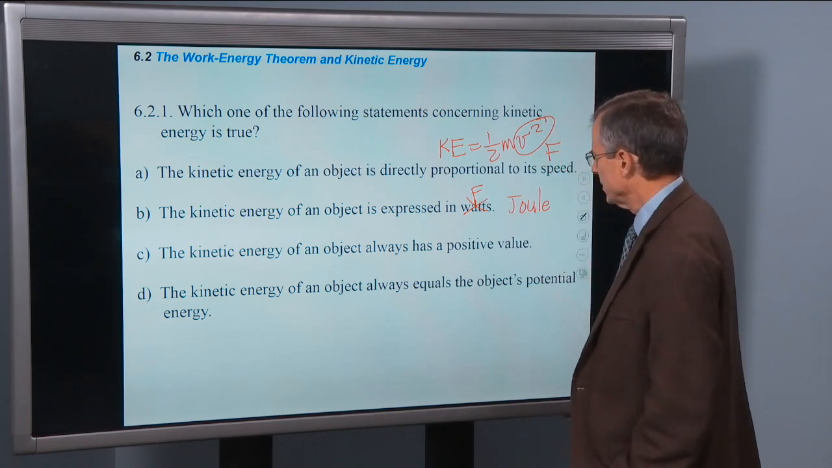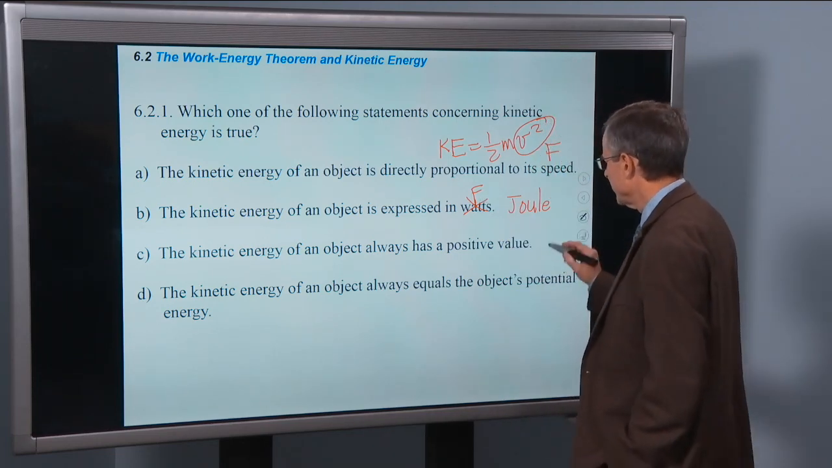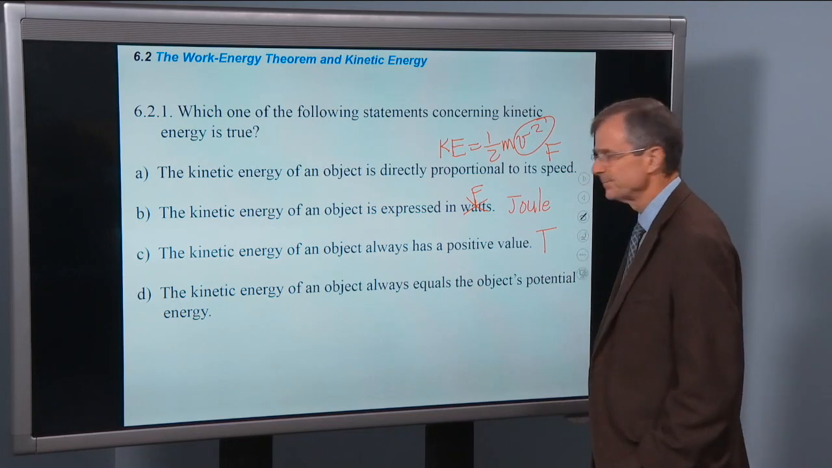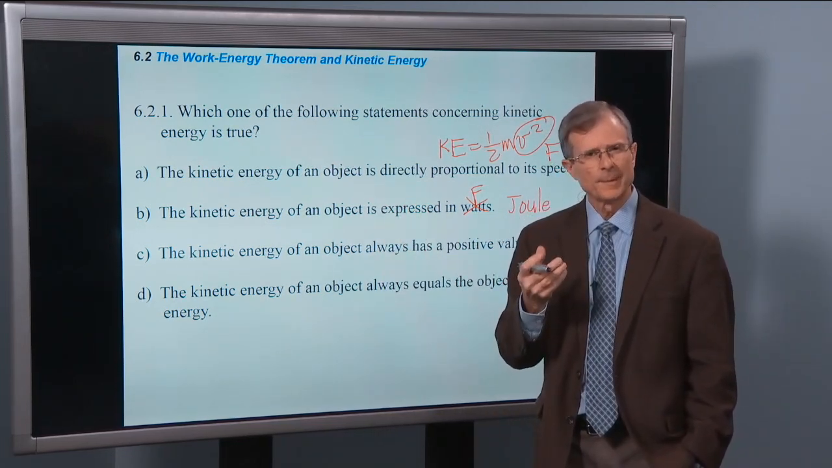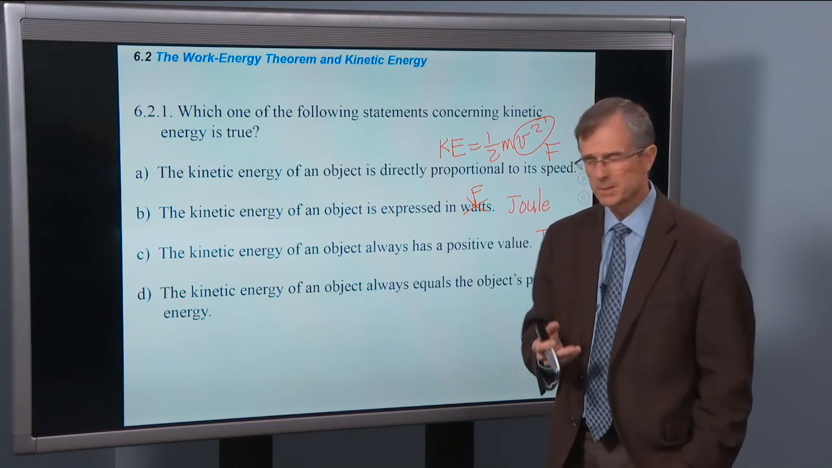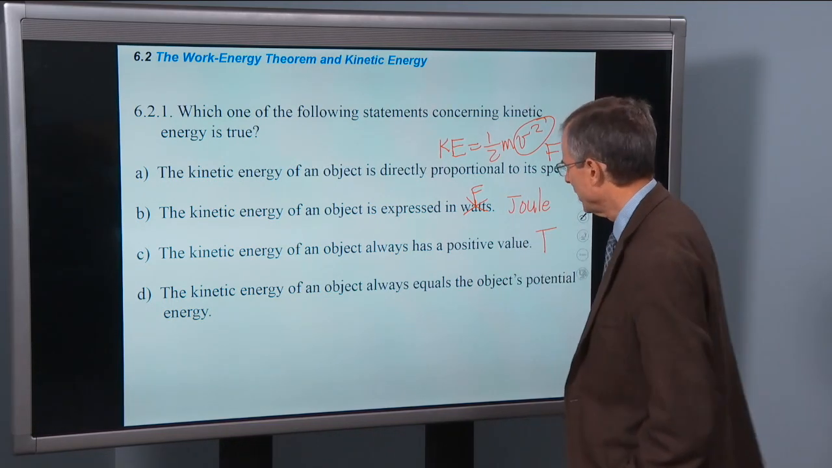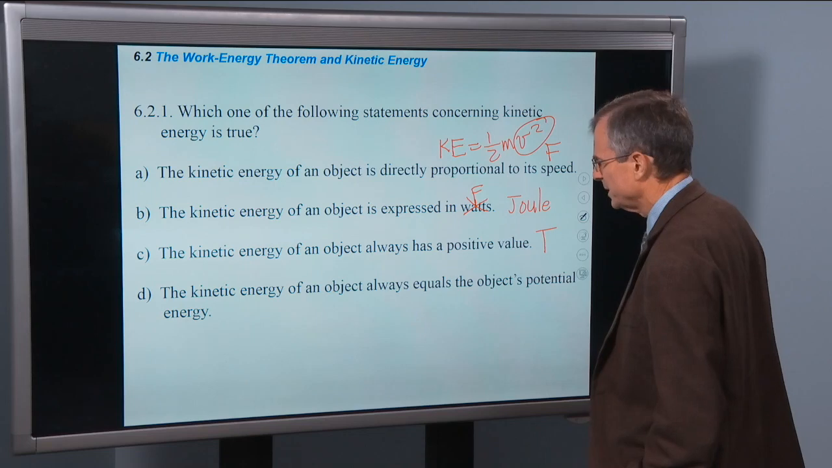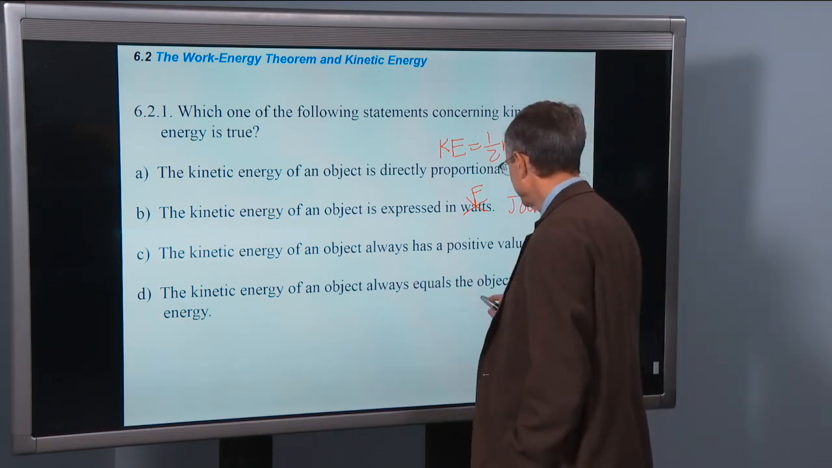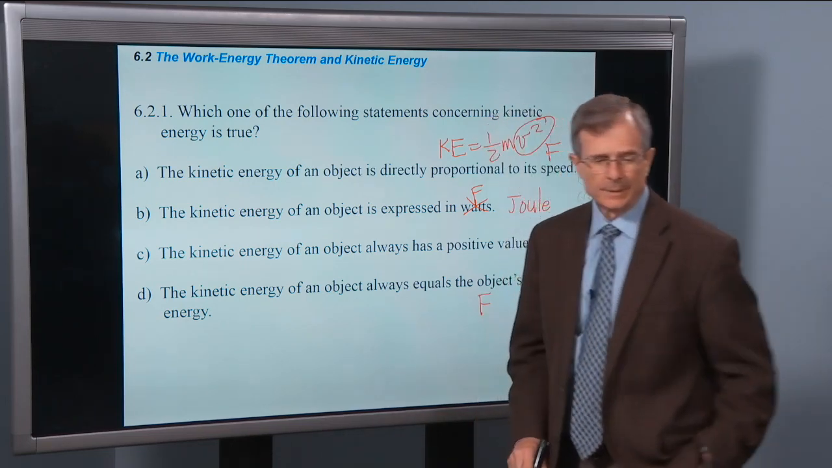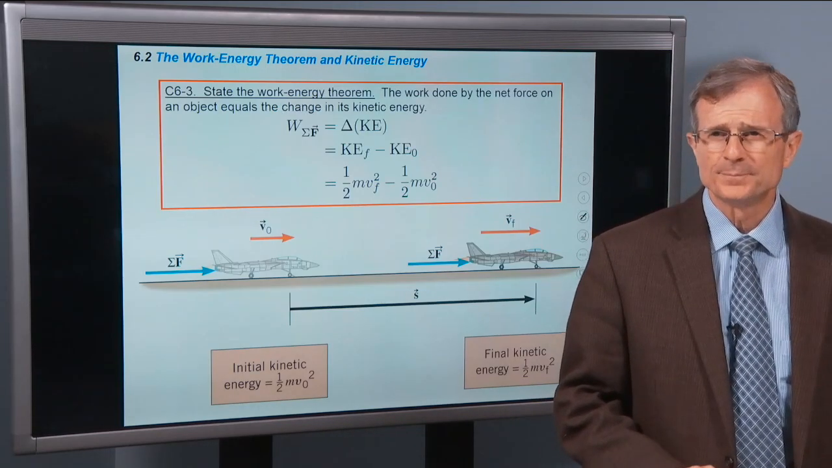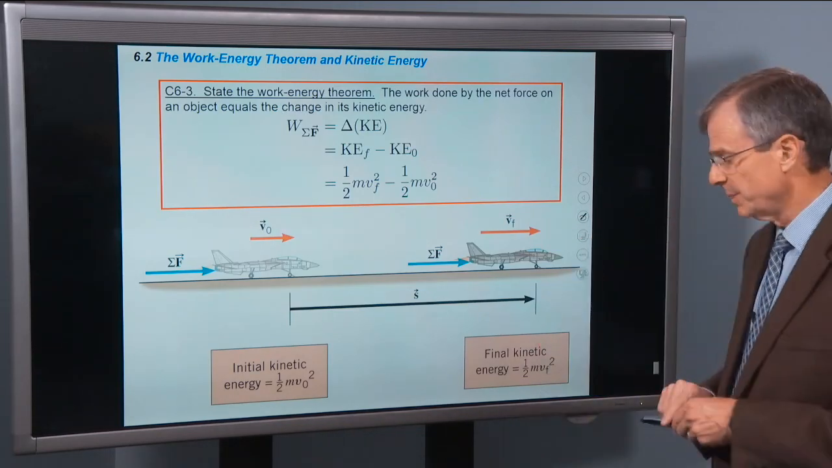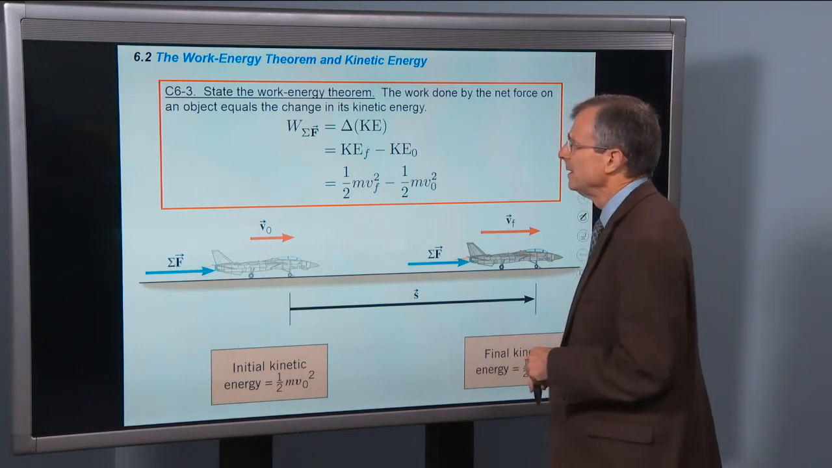Kinetic energy of an object always has a positive value. That is true. It's always positive. No matter what direction it's going in, you always consider the kinetic energy to be positive. The kinetic energy of an object always equals the object's potential energy. Well, we haven't even introduced the potential energy, but it's not true. We will introduce the potential energy in just a second.